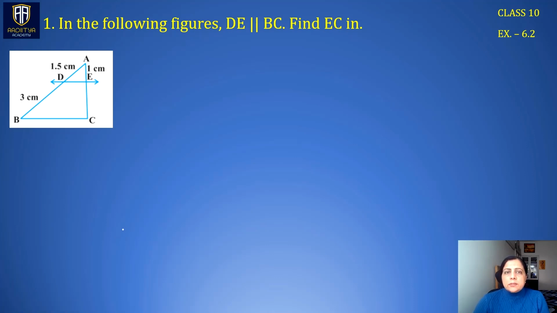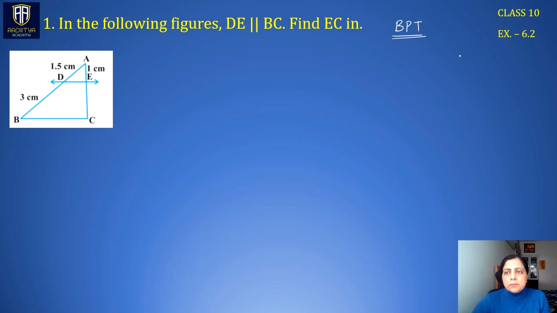Now the first question says, in the given figure, DE is parallel to BC. Find EC. Right? So, now what is the basic proportionality theorem? Let me explain it in short. We have covered both the important theorems in the introductory video, with a few examples of this concept. So, I'm giving you a short recap.